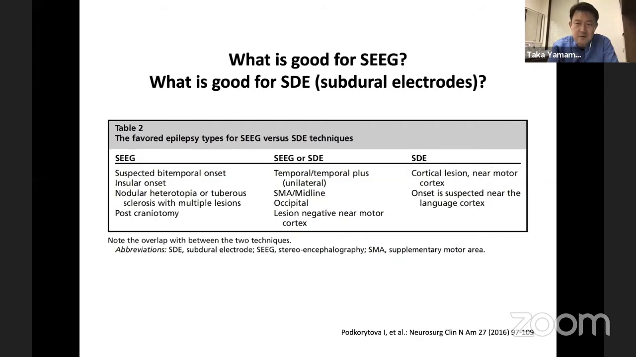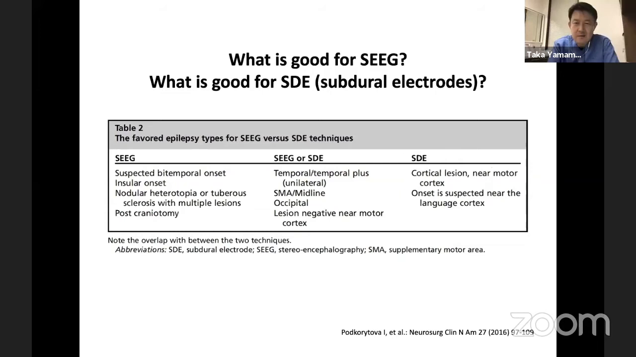And the SMA, supplementary motor area, and also lesions across the midline are very good for SEEG. Maybe these seizure types will go to SEEG, I think. And for the other one, the motor cortex or language area, the surface structures, subdural electrodes are good. So I think that a great change will come in the next 10 years.